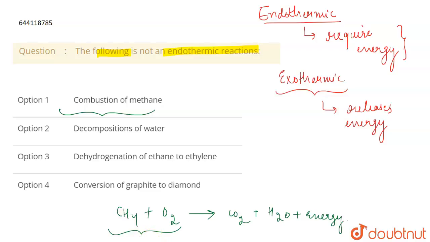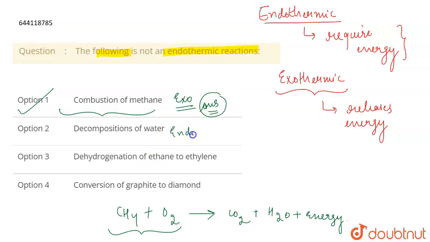When a hydrocarbon is burnt in air, that process is combustion, and a large amount of heat is produced. You can observe that in your general lifestyle also. Hydrocarbons, when burnt, lead to the formation of carbon dioxide and water along with a large amount of energy. Therefore, combustion of methane is an exothermic reaction and not an endothermic reaction. Therefore, the correct answer for this question is option 1.